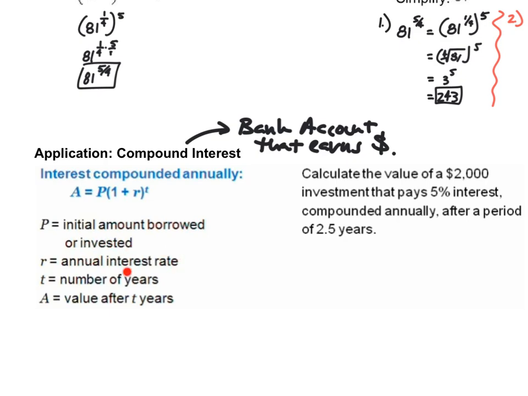R is your annual interest rate. That's how fast you earn money, okay? Time is the number of years that this happens, okay? And T is your exponent. And then A is the value that you have after time, okay?